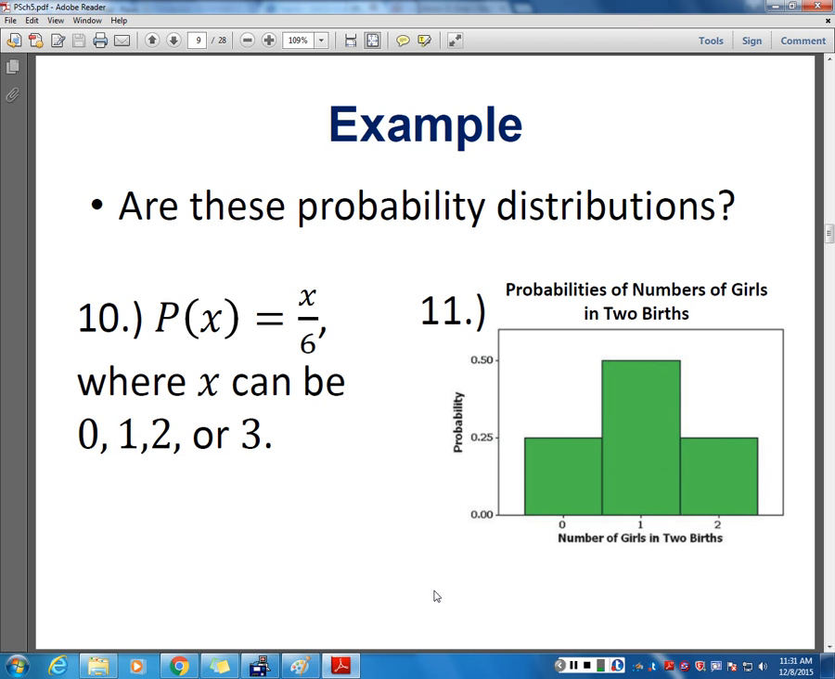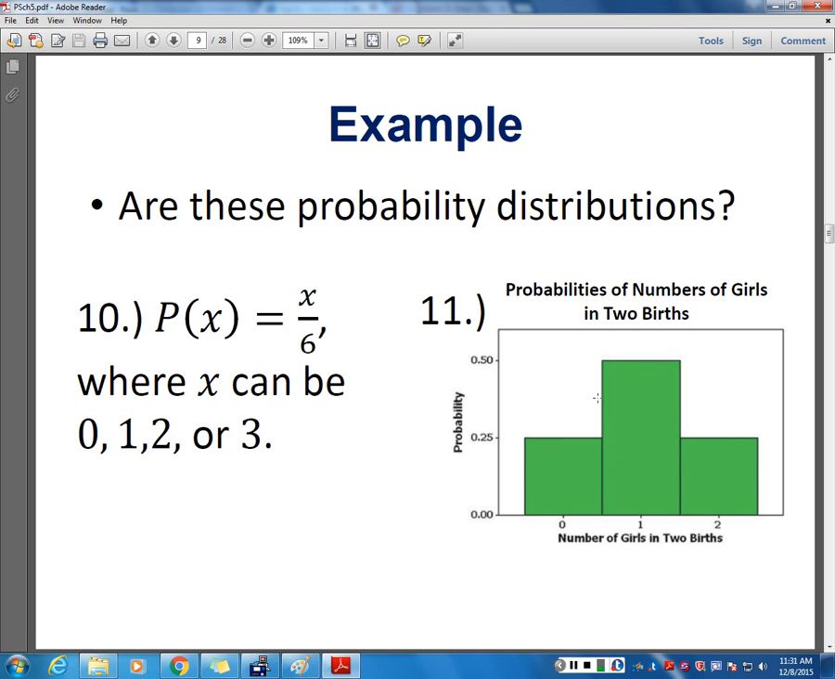Number 11 is what we would call a probability distribution histogram, or maybe even a relative frequency histogram. My values of x are the number of girls in 2 births. That's on the x-axis. They are numerical and they correspond to probabilities. So 0 has a probability of 0.25, 1 has a probability of 0.5, 2 has a probability of 0.25.